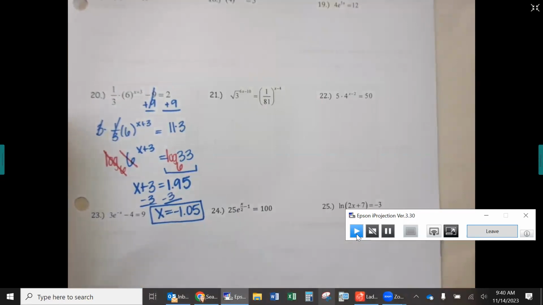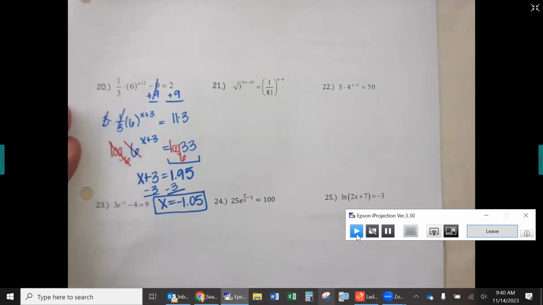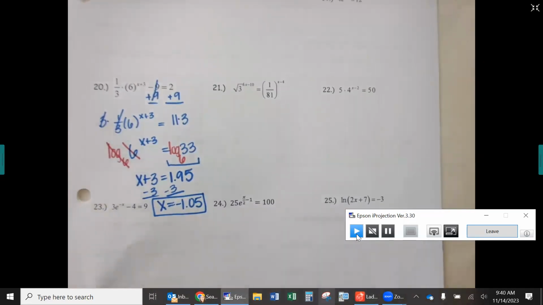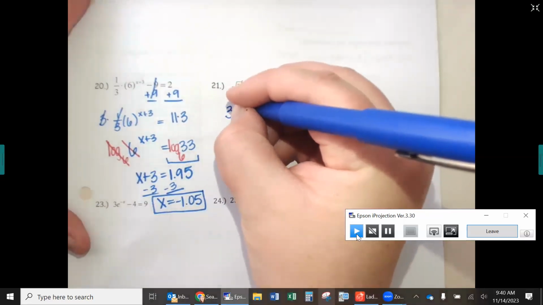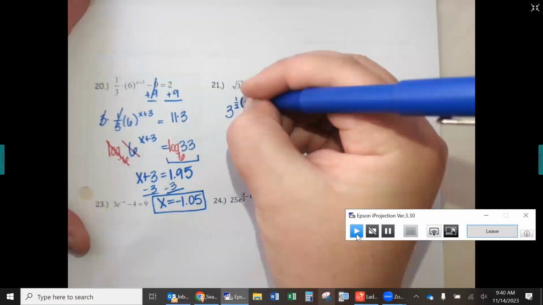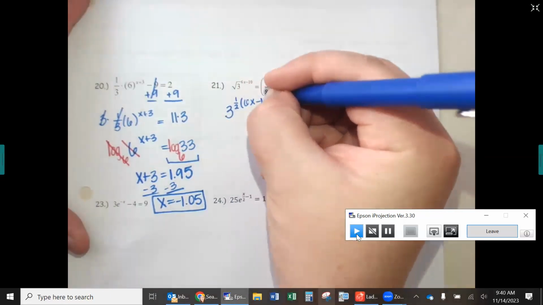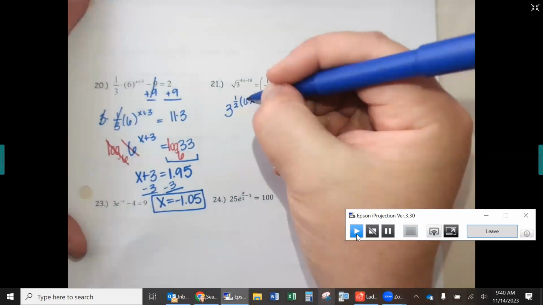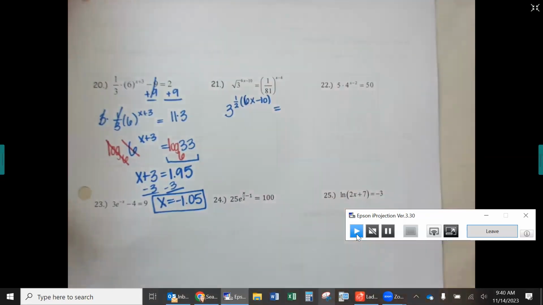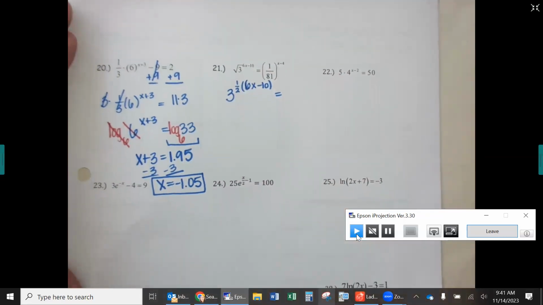Let's do the one right next to it. Some of us struggled a little bit with number 6 on the front page. So this one's a little bit similar. What do I do if my base is a root 3? What is a square root the same as? So this is really a 3 to the half of 6x minus 10. That's really a 3 to the half of 6x minus 10.